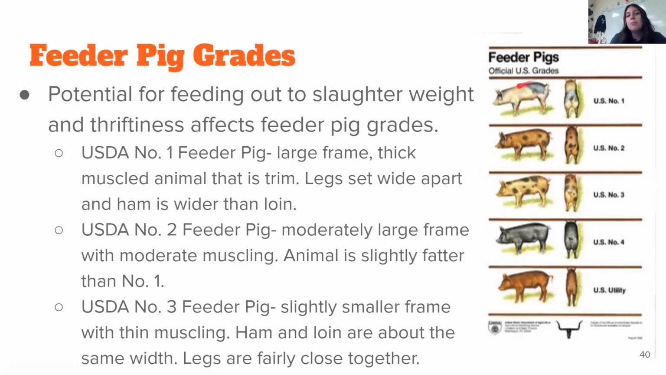So when we're looking at the pig's muscling, we're going to be looking in their back area. We're going to be checking out their loin, which is right about at the top of their back where my little cursor is. Look at the little laser point. We're looking at their loin and we're looking at their ham. Those are two really good spots for us to look and try to see how muscular these pigs are.